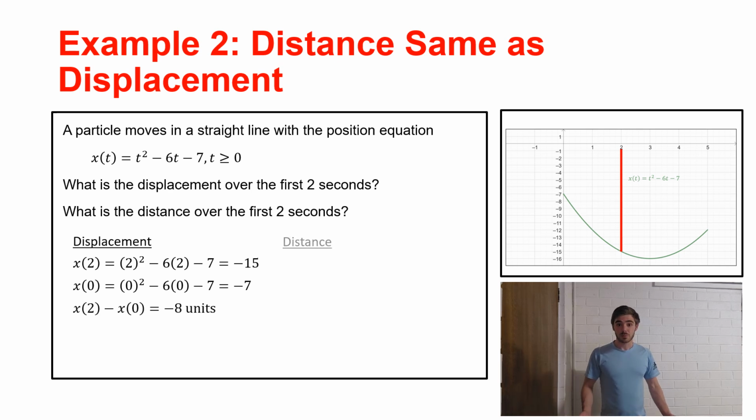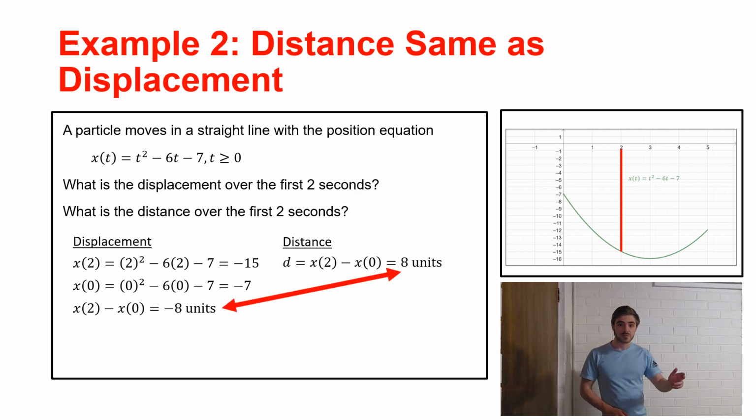When it comes to distance, we would have to have a look for turning points. But in this case, there are no turning points on that interval from 0 to 2. So it turns out that our distance equation is going to look identical to that of the displacement equation. The major difference is that we're going to knock off the negative sign because, once again, distance doesn't care about direction. So negative signs are no longer valid for distance.